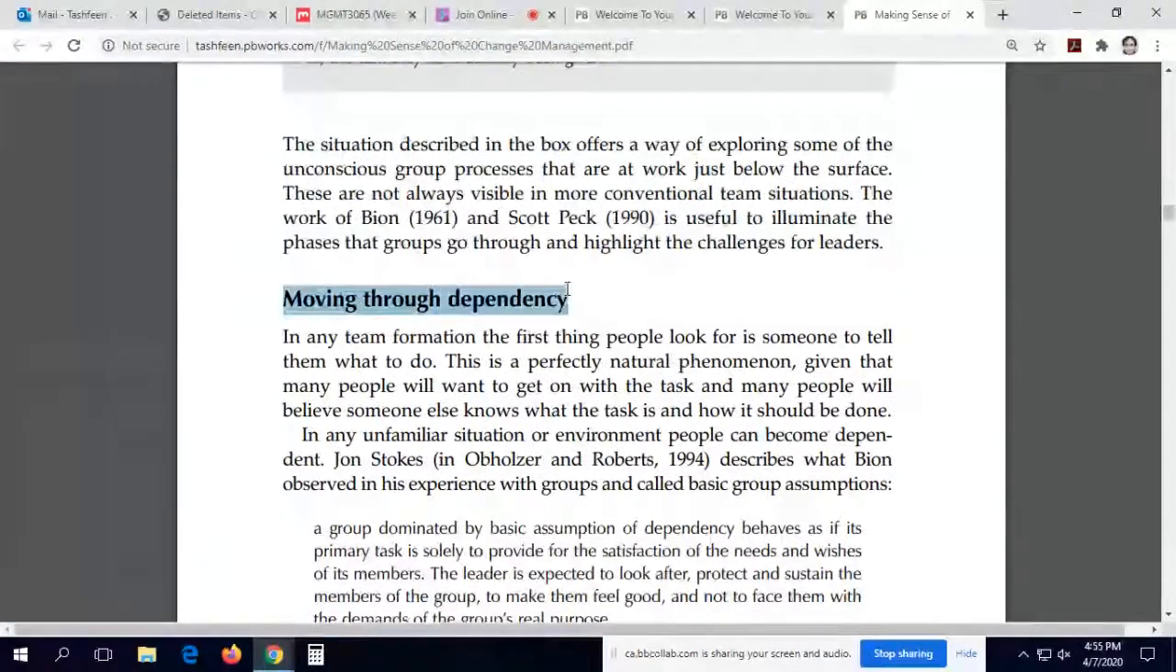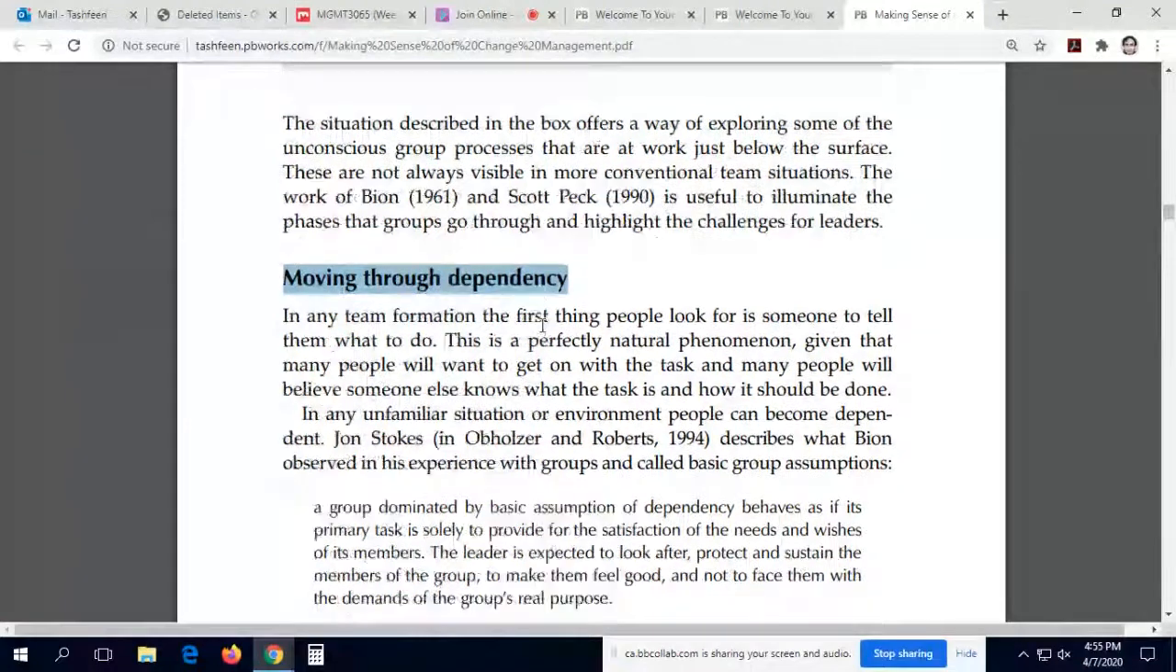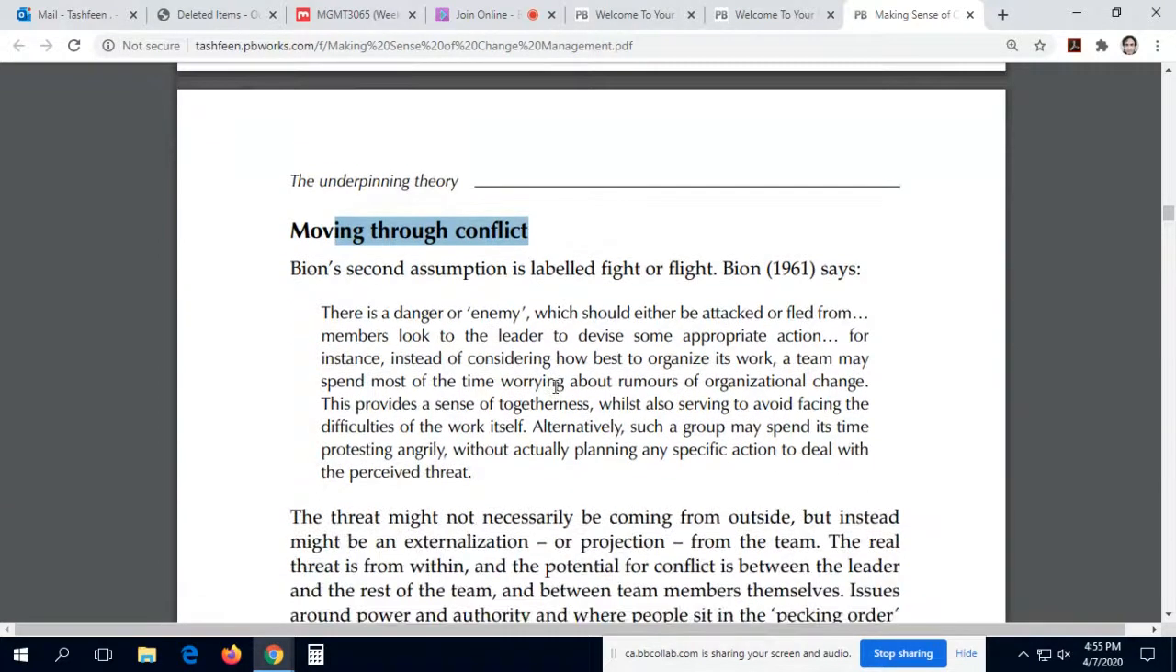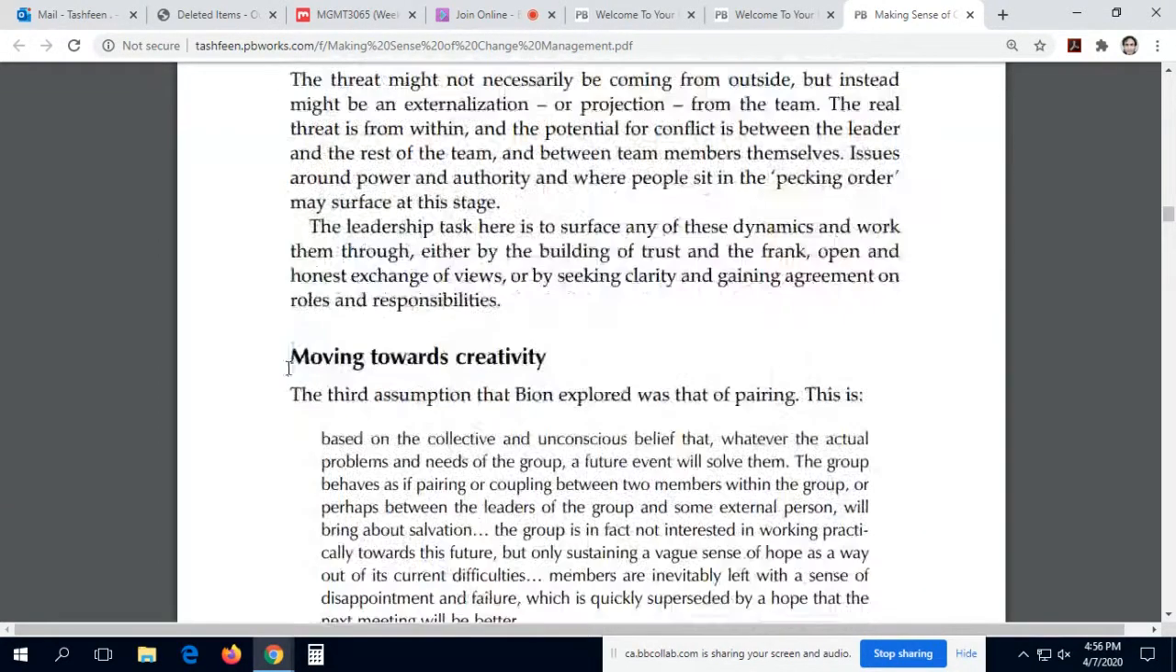So these things you would want to link with our discussion, moving through dependency. I did not use these words, but through what I said, I have covered these topics. Moving through conflict. I did not say moving through conflict, but I have spoken what I want to say on this. Moving towards creativity. I have shared some examples with you for that also. So think about it.